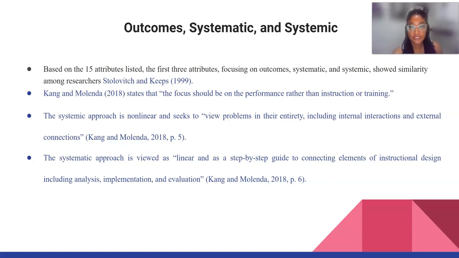Based on the 15 attributes listed, the first three attributes, focusing on outcomes, systematic, and systemic, showed similarity among researchers. Kang and Melinda 2018 once again states that the focus should be on the performance rather than the instruction or training. The systemic approach is nonlinear and seeks to view problems in their entirety, including internal interactions and external connections. The systematic approach is viewed as linear and as a step-by-step guide to connecting elements of instructional design, including analysis, implementation, and evaluation.